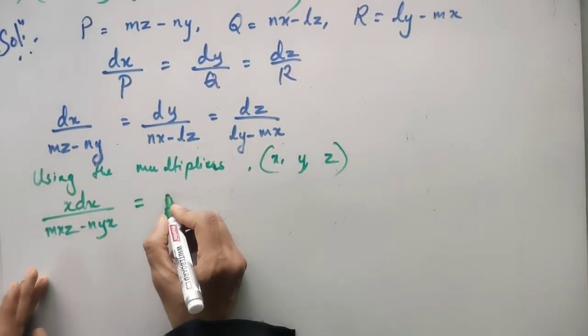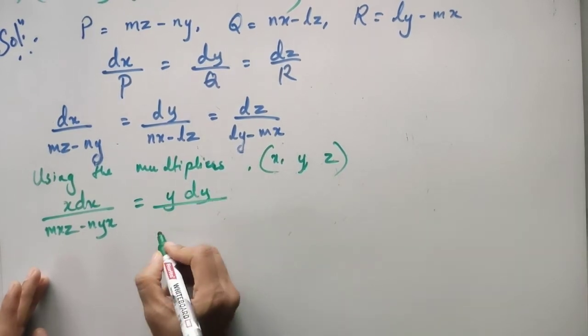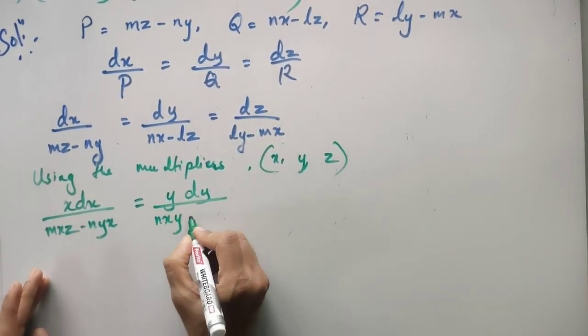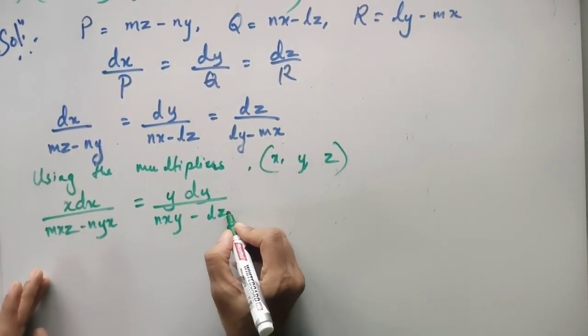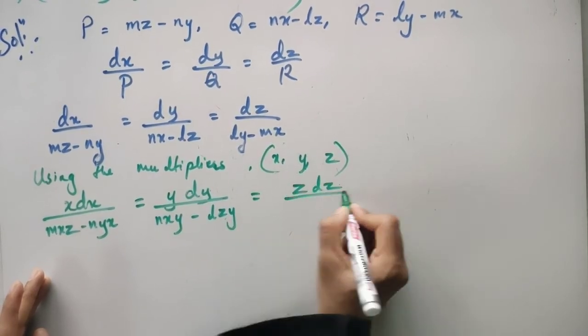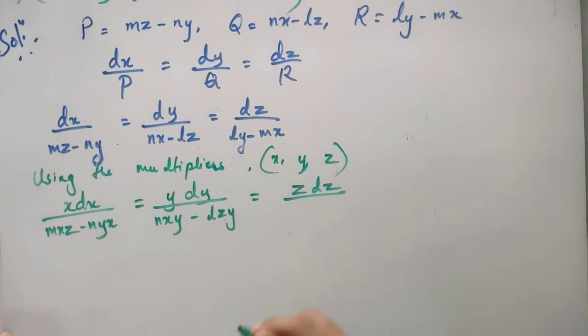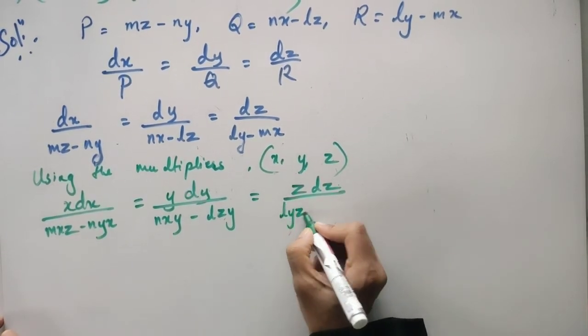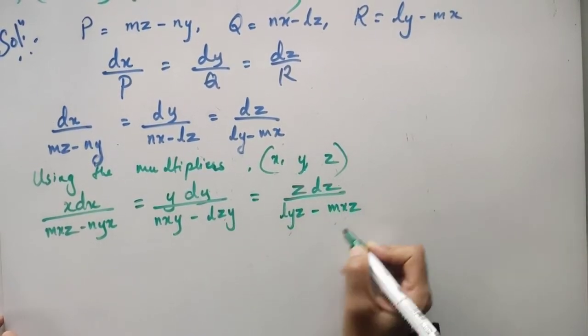Again we are multiplying y to the second fraction, so nxy minus lzy. And that is equal to z dz divided by, we are dividing and multiplying by z here, lyz minus mxz. You will get it like this.